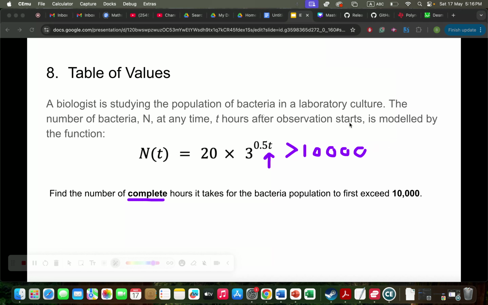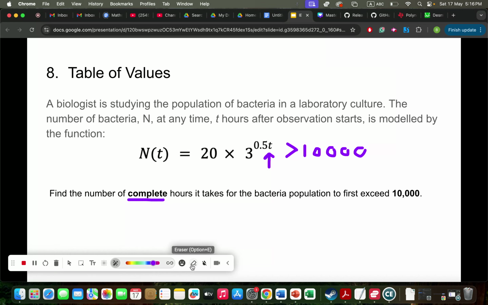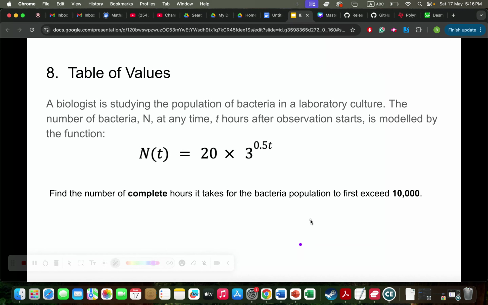Okay, all right, and then let's move on to question 9. Let's clear all again. Oops, let's just deactivate the pen as well.